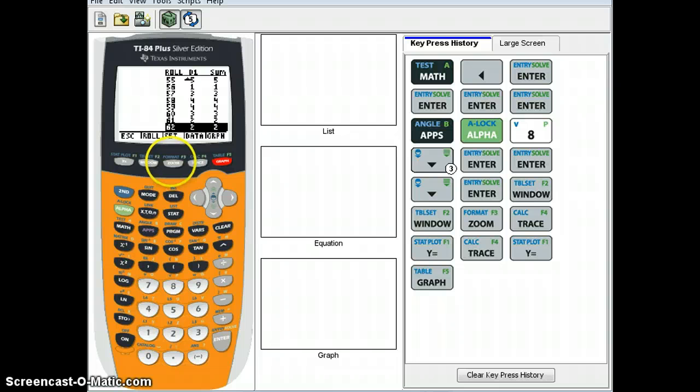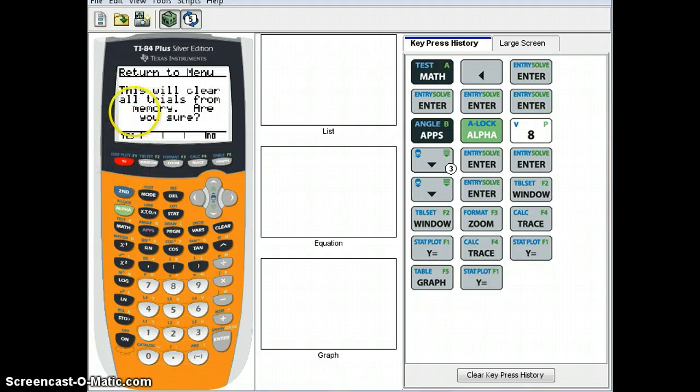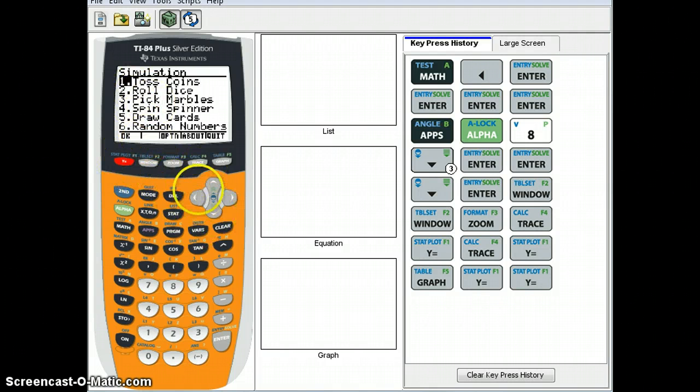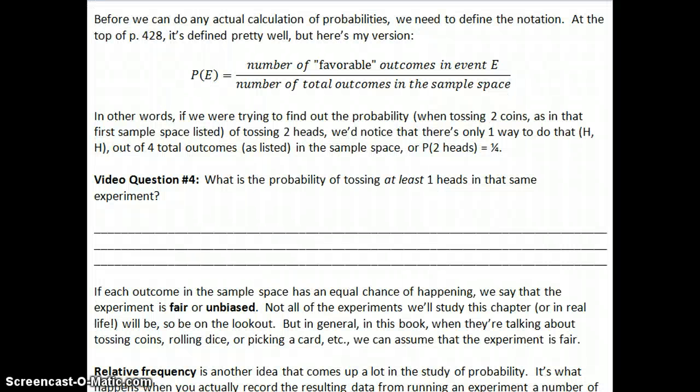But if you want to, you can change. We'll get into this when it becomes more appropriate. But you can get into there, and you could change how many dice you roll, whether or not the dice are fair, and of course there's other experiments too, like marbles and spinning a spinner and drawing cards and generating random numbers. Anyway, that's just a little calculator fun that we're not going to quite get into yet, but it's cool to see. Okay, so back to actual probability questions.